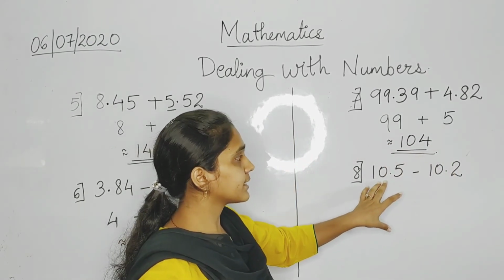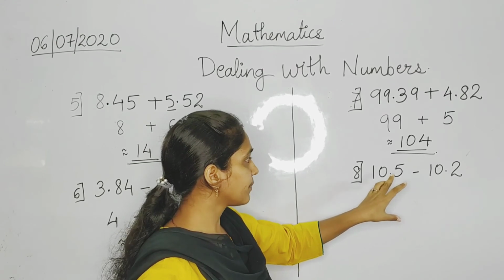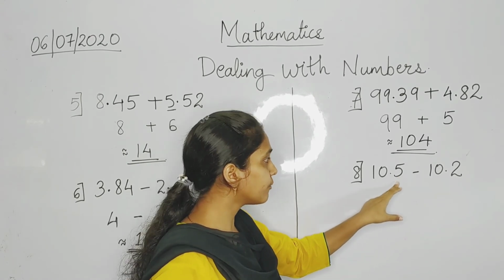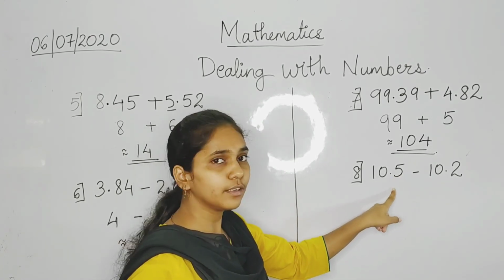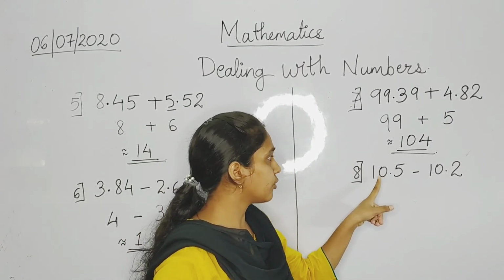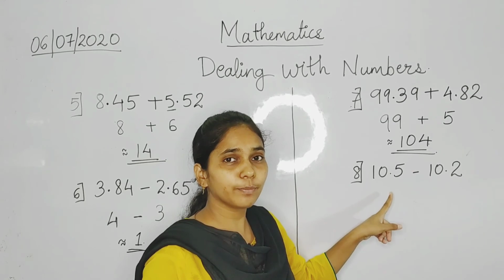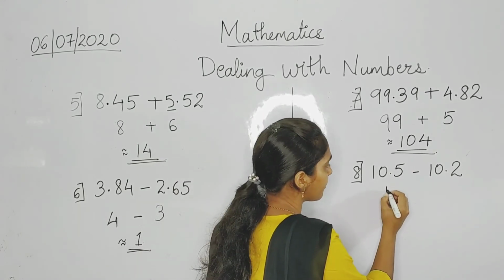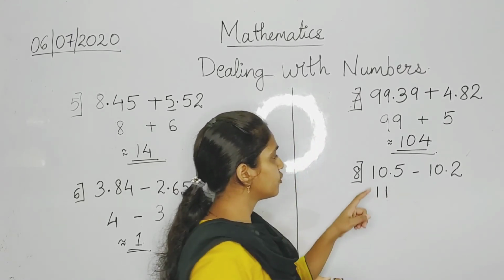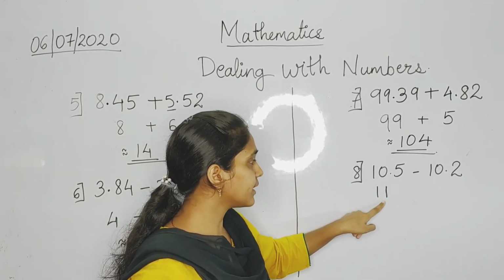Now the next example is 10.5 minus 10.2. The first number is 10.5. First we check the number after the decimal point. Here the number after the decimal point is 5. So we have to add 1 to the number which is before the decimal point. The number before the decimal point is 0. Adding 1 to 0 becomes 1, right? 0 plus 1 is 1. And the other 1 is as it is. So after rounding off 10.5 we get 11. So 11 is the rounded off number.